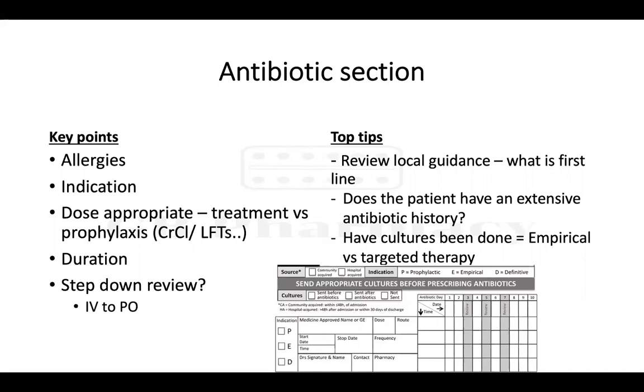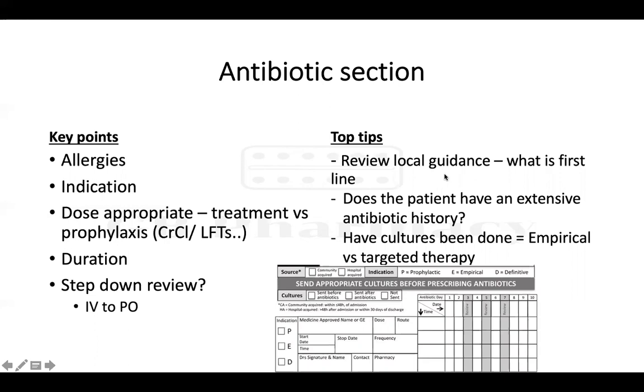So treatment versus prophylaxis, the renal function, duration of therapy, and stepping down. If they're on IV, when are they going to step down to oral, and when are they going to be reviewed? Make sure you're monitoring the lab results such as the CRP and the white blood cells to make sure they're getting better. Top tips: not every microguide is the same, so local guidance drives antibiotics.